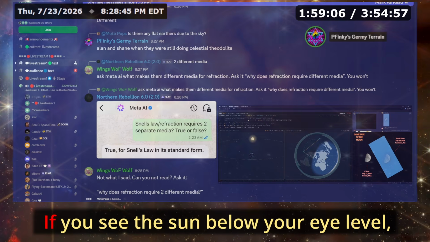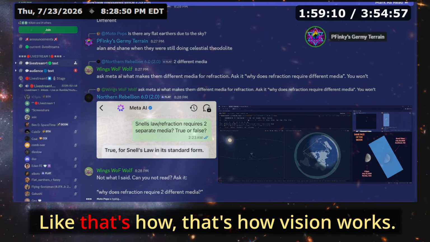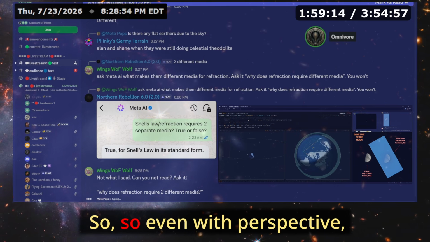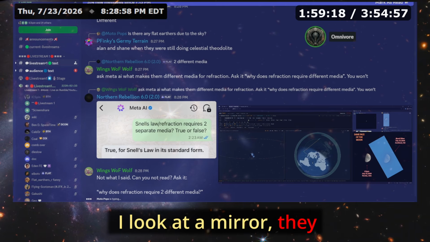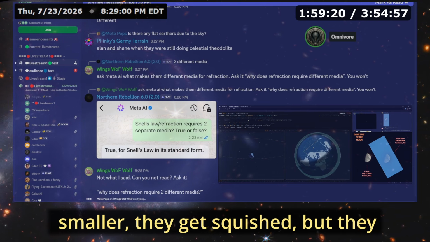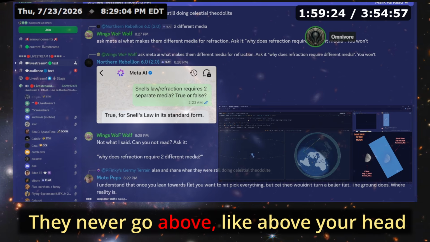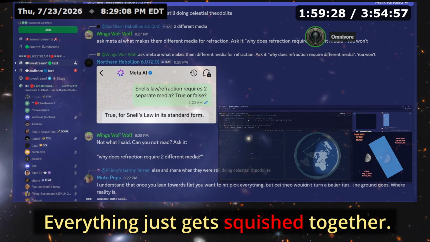We're talking about the sun. If you see the sun below your eye level, the sun is below you. That's how vision works. So even with perspective, the street lights get smaller and smaller. They get squished. But they never go up into the sky, right? They never go above your head where you're looking up at them. Everything just gets squished together.